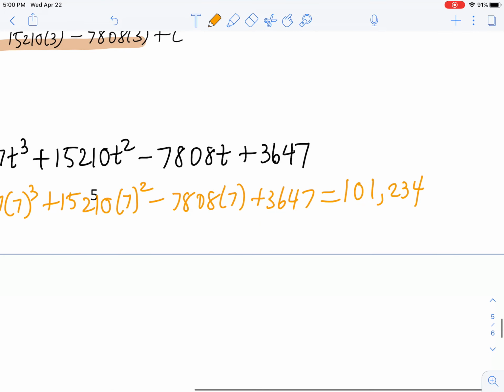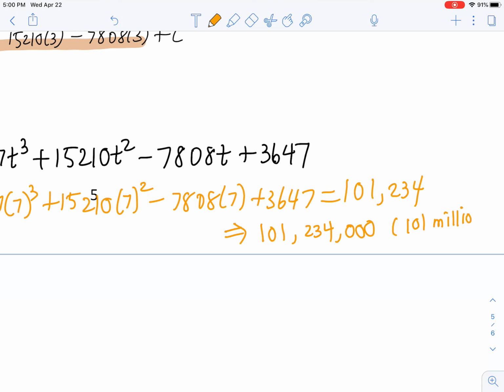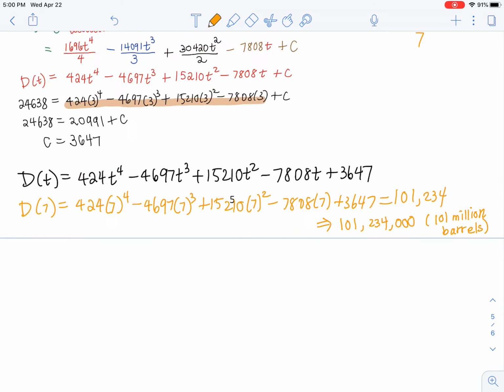But I think they were measured in thousands, right? There were thousands. So let me go ahead and write this down. 101,234. But because they were measured in thousands, if I multiply this by 1,000, this implies 101,234,000. Wow, that's approximately 101 million.